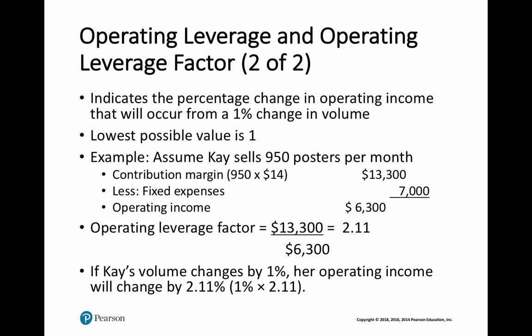So our K company that we've been using has an operating leverage of 2.11, which is its contribution margin, 950 posters times 14, which is 13,300, divided by its operating income, 6,300. So your operating leverage, 13,300 divided by $6,300, is 2.11. That's telling you if K's volume changes by 1%, her operating income will change by 2.11%. So again, that factor, 2.11 times her change in sales, is what her change in bottom line will be.